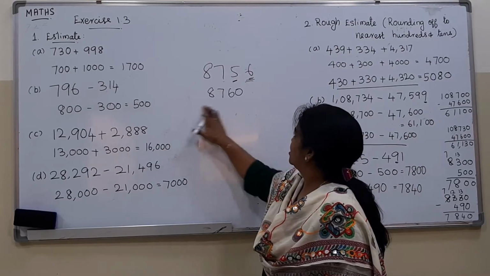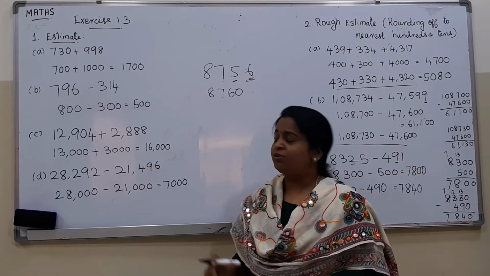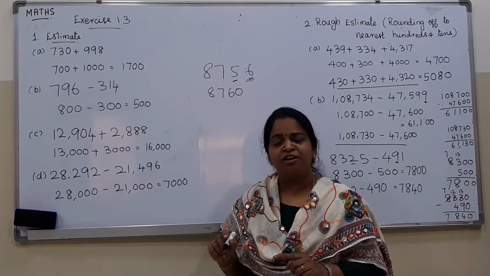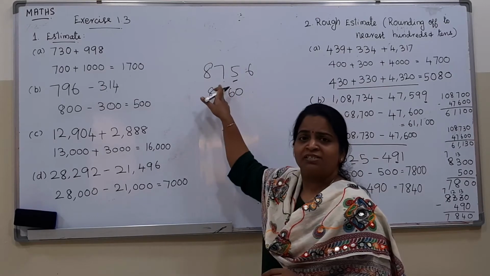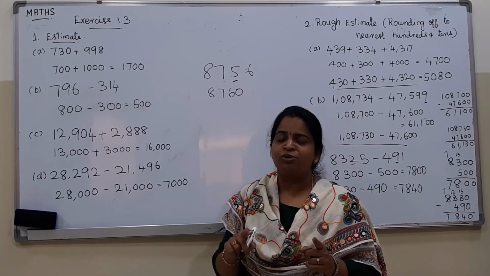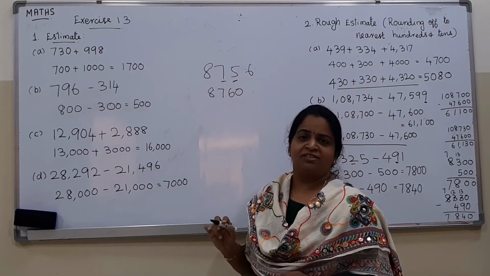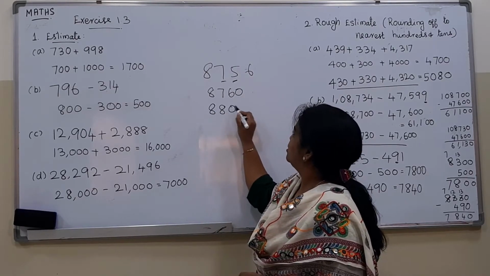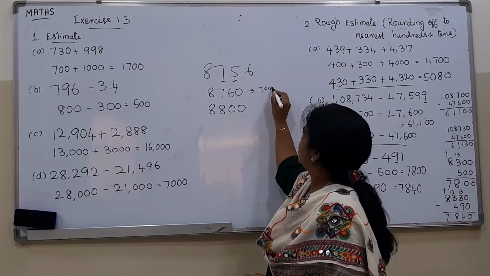Next, rounding off to the nearest 100. What will you do? You have to check the number in the tens place. What is there in the tens place? 5. If it is 5, 6, 7, 8, 9, what do you have to do? You have to add 1 to the number in the hundreds place. So it becomes 8800. This is rounding to the nearest 100.